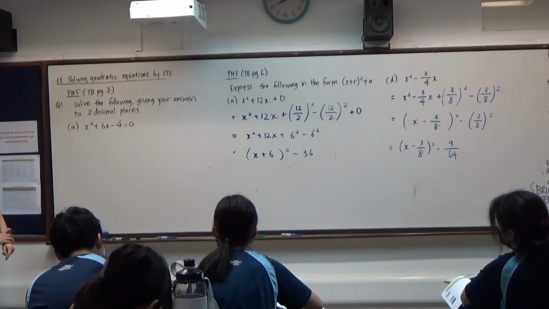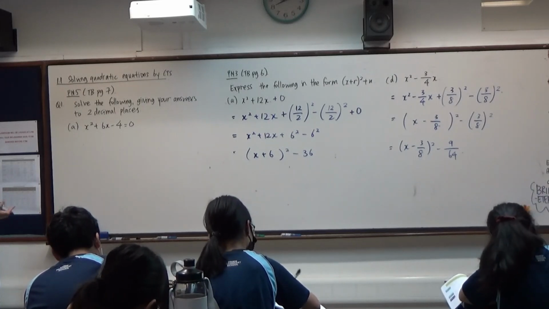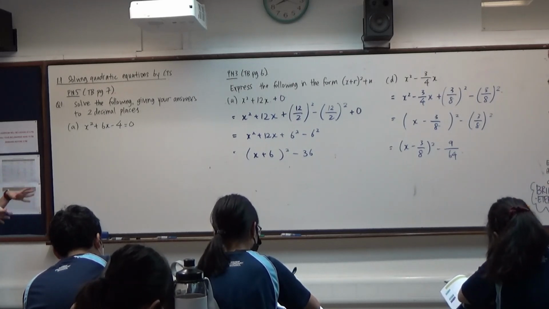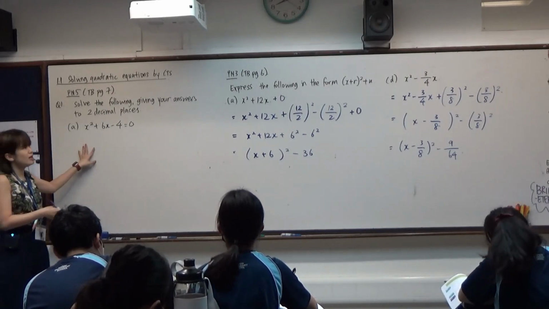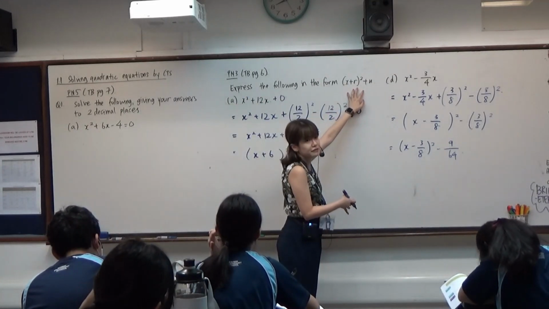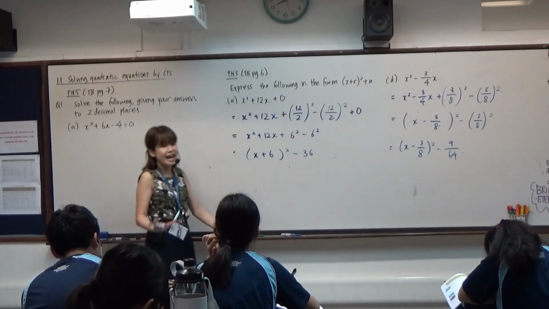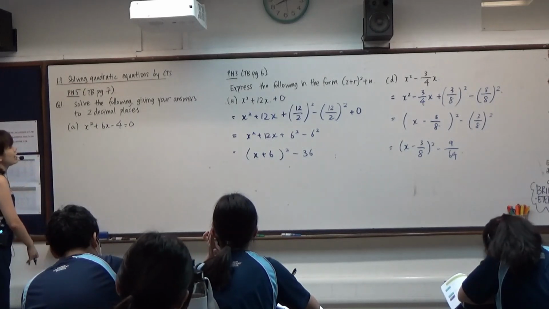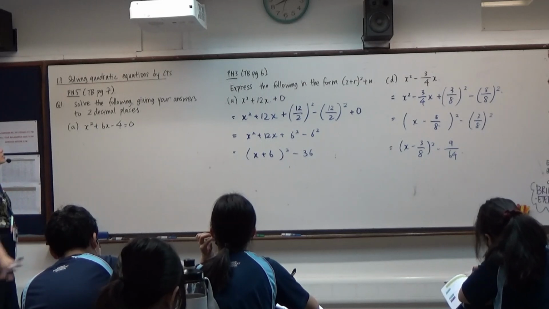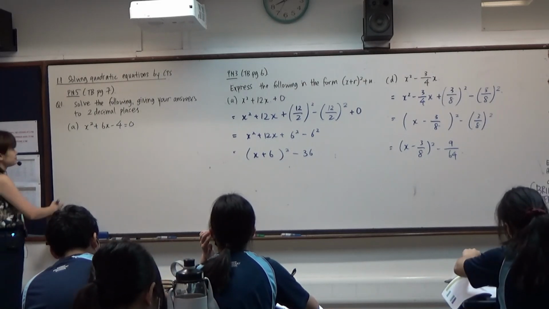Typically, in an exam question, if they require you to do completing the square as a method to solve a quadratic equation, they will usually ask you to express it to such a form first. Then part B, they will say hence solve. So that is how questions usually look like, because there are many methods for solving a quadratic equation.